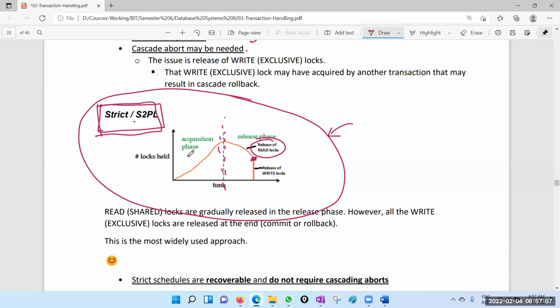where during the acquisition phase, you acquire both read and write locks. During the release phase, initially you start releasing the read locks, but at the end only you are releasing your write locks.